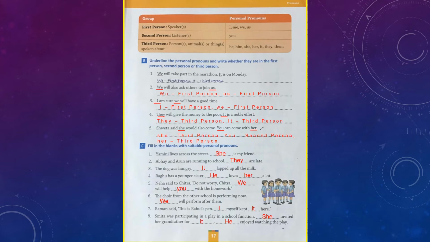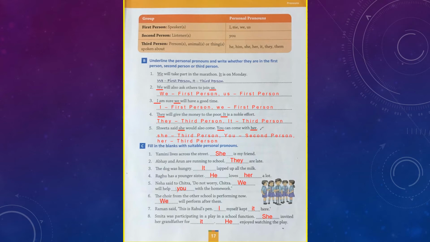Sentence number 1. Yamini lives across the street. She is my friend. Number 2. Abhay and Arun are running to school. They are late. Now, Abhay and Arun are plural, so I have used they. Third one. The dog was hungry. It lapped up all the milk. The dog, we use it.